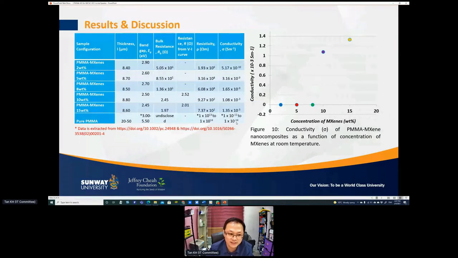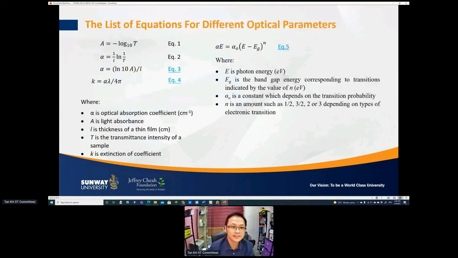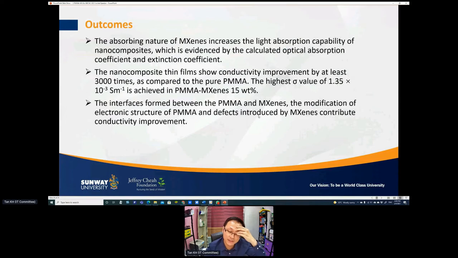But anyway, we have to consider the thickness of the PMMA. Some of the papers never reveal the thickness of the PMMA in their work. Some is slightly higher and some is slightly lower. The nanocomposite thin film that we use is in the range of 8 micrometers. This is very big, right? So this is a list of the equations that I use for the optical parameters, just to let you all have a look. Okay, so the MXene is actually able to really improve the conductivity property of this PMMA.